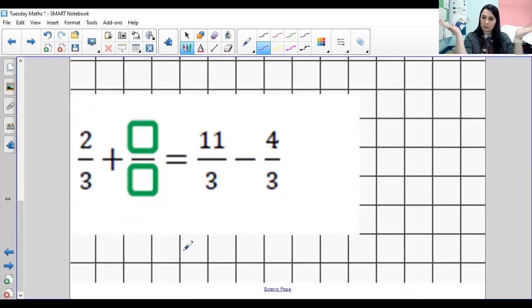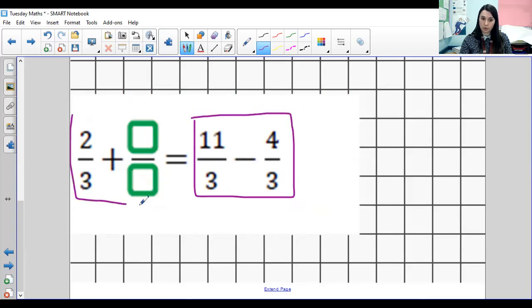Pause again on this one. This is a balancing equation one. So this side has got to be balanced equal to this side. Pause the screen and have a go.